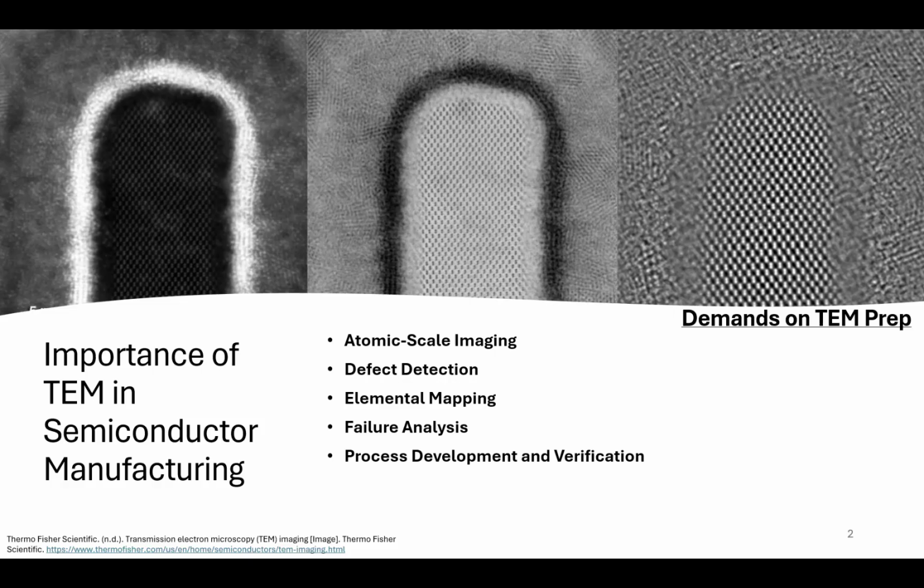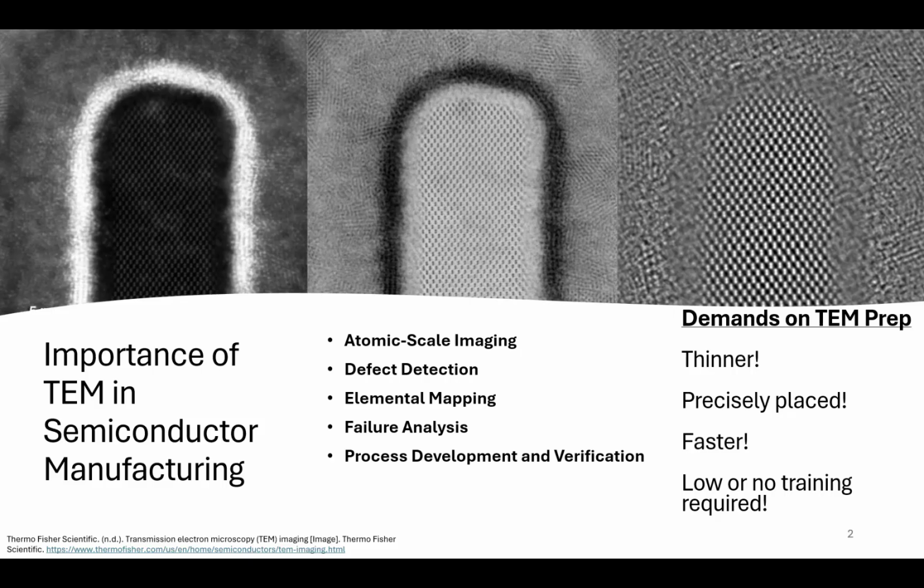However, preparing samples from a bulk semiconductor chip that are thin enough for TEM analysis has never been trivial. It's a process that engineers have been improving on for decades now with a few big goals in mind. As devices get smaller, TEM lamella need to be thinner and more precisely placed. Furthermore, big semiconductor companies like Samsung and Intel are preparing hundreds, if not thousands, of lamella a day. So the process also needs to be very fast and with low or ideally no training required.